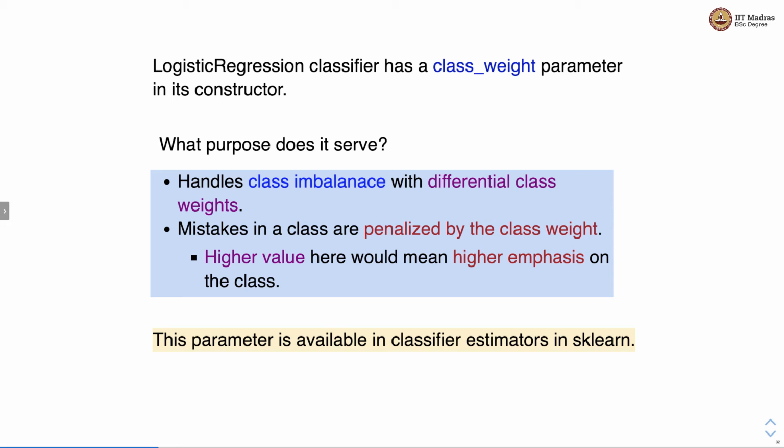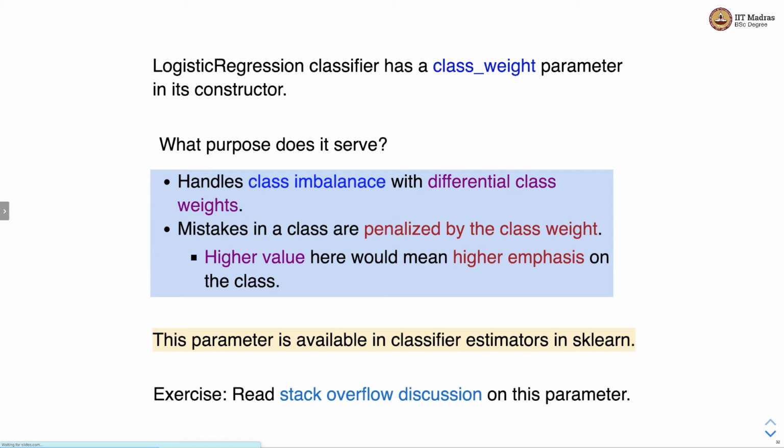In earlier weeks, we have also seen a couple of other ways to handle class imbalance, either through sampling or through specialized methods like SMOTE. There is a very interesting Stack Overflow discussion on this parameter, and I would recommend you to read this discussion to understand the significance of this parameter in a better manner.